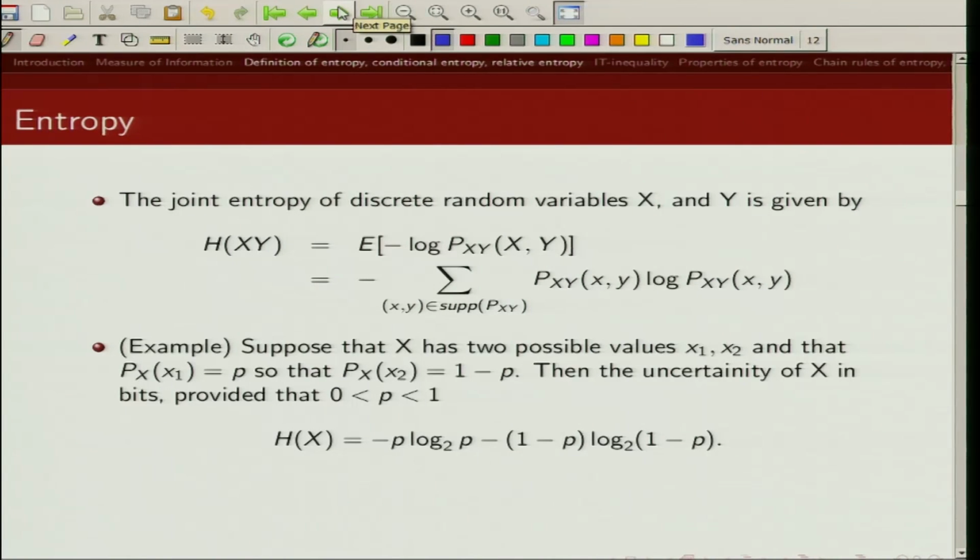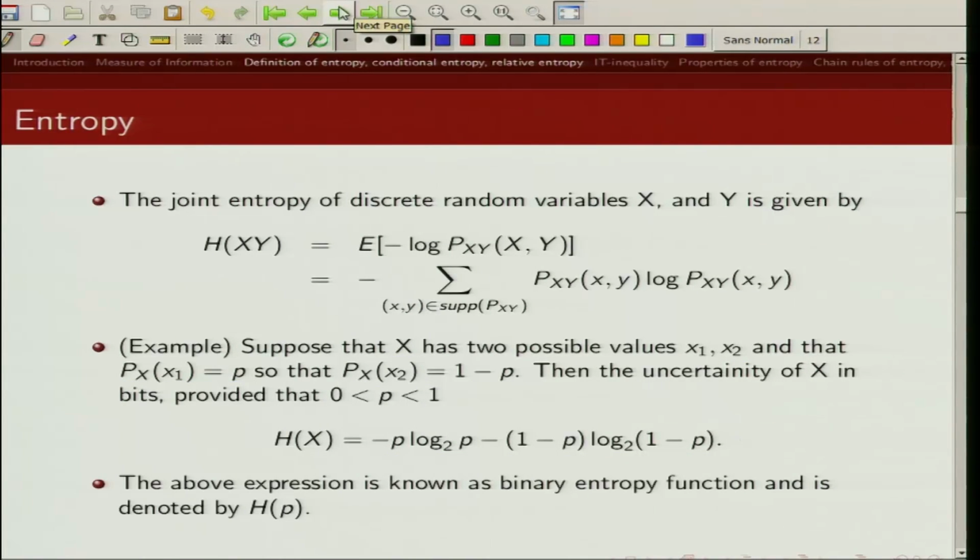Now let us take an example. Let us assume X takes two possible values, x1 and x2, and the probability of x1 is p, so the probability of x2 is 1 minus p. So what is the uncertainty, or the entropy, of X? According to the definition, it is the summation: minus probability of x1, that is minus p log p, and minus probability of x2, which is minus (1 minus p) log of (1 minus p).